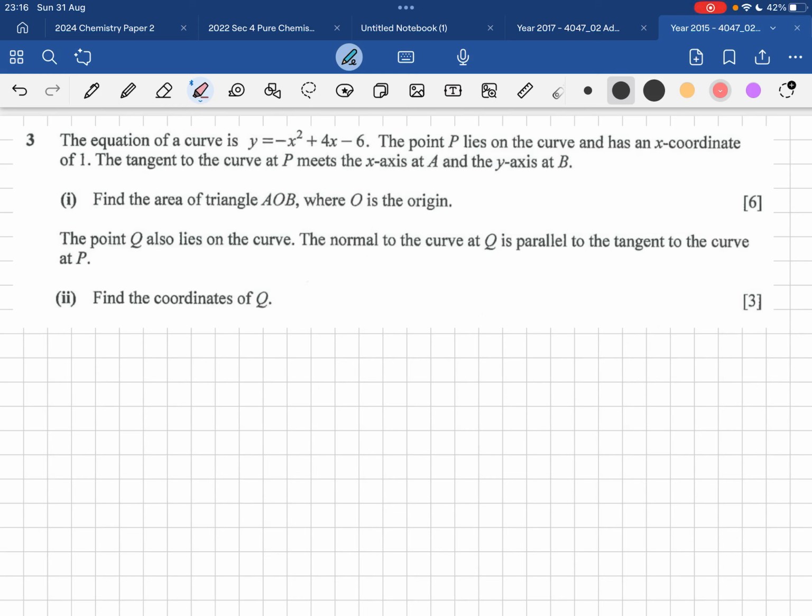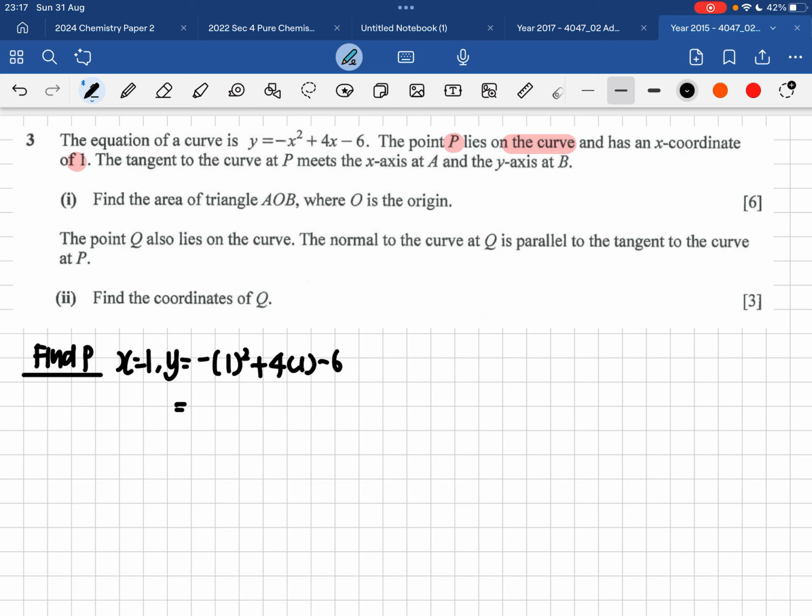The curve lies, P lies on the curve and has x coordinate of 1. So what I'm going to do is I'm going to just find P first. Since x is equal to 1, sub in here: minus 1 squared, plus 4 times 1, minus 6. So my P is (1, -3).